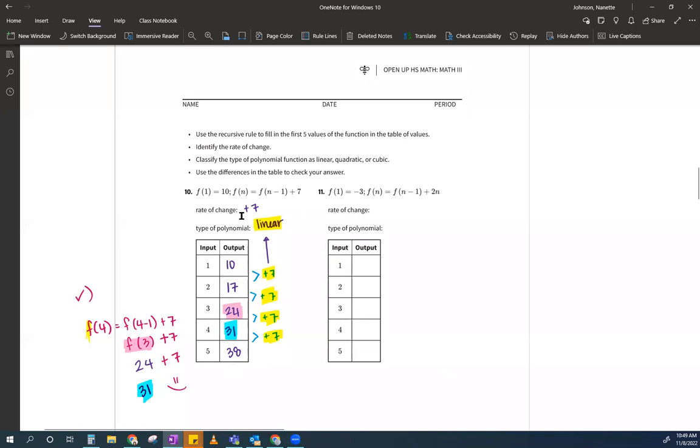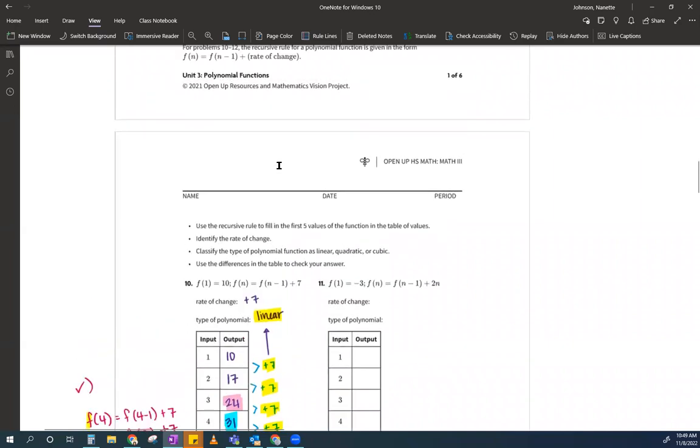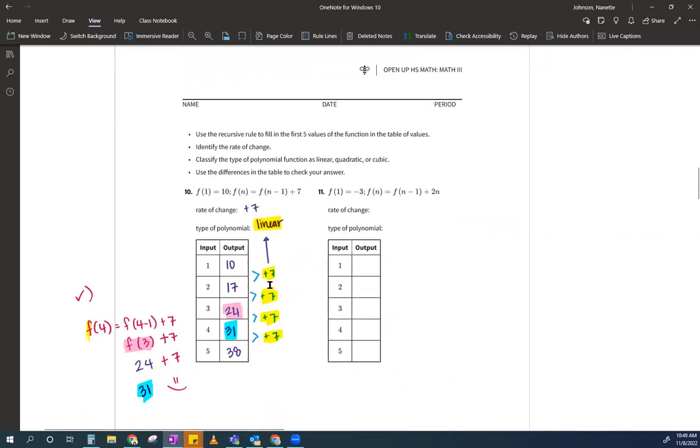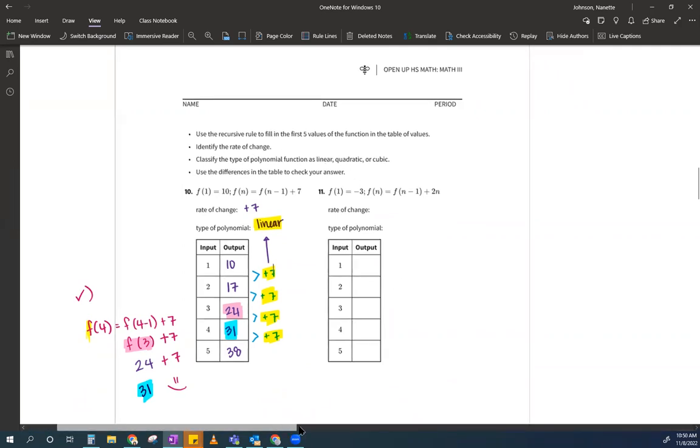Okay, the next thing they said is identify the rate of change. Up here, they told you that this part hanging off the end after f of n equals f of n minus 1 plus rate of change. I noticed that is exactly the same form that they gave me. So this must be my rate of change, which makes sense because that's the rate of change that I used here.